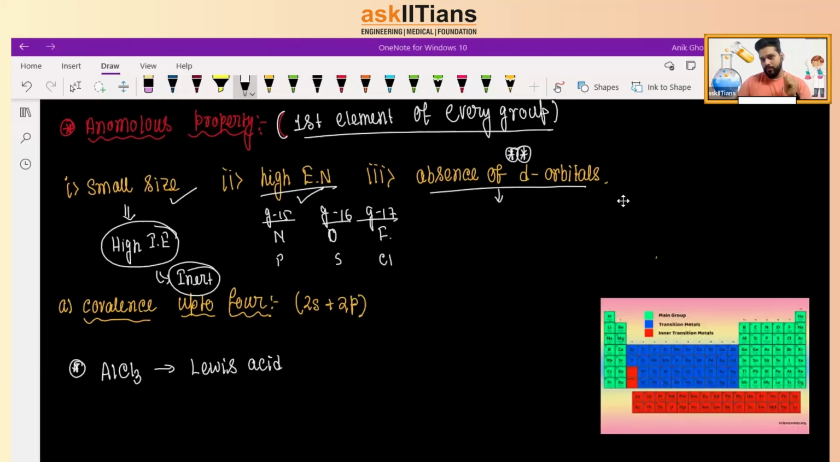Like phosphorus, if I say phosphorus has a valency of 3, it also has a valency of 5. Now how is it happening? Because phosphorus has a d orbital, so it can extend its valences. But can it be done by nitrogen? No, no. Nitrogen's highest valency is 3.